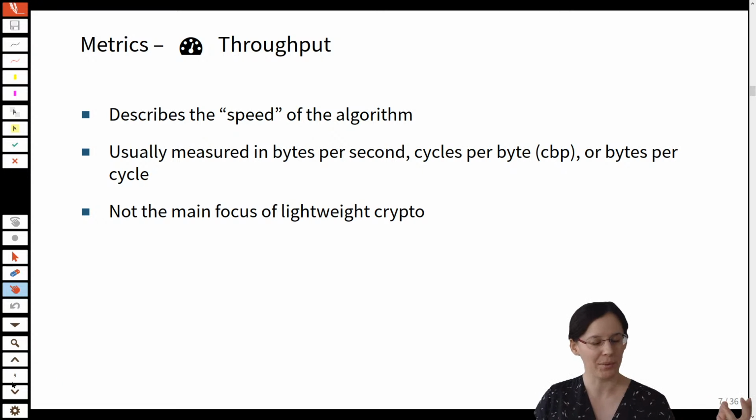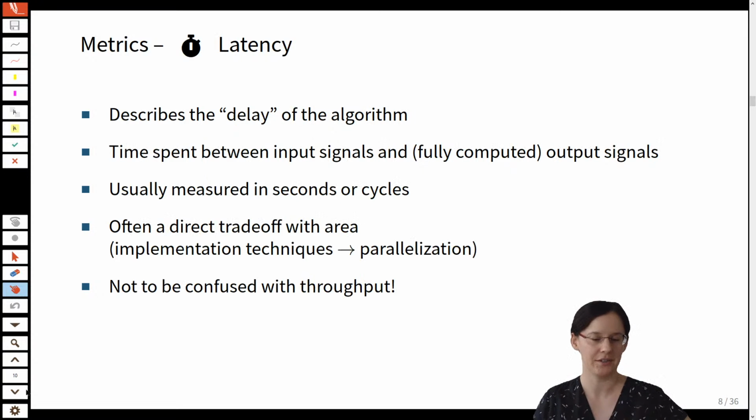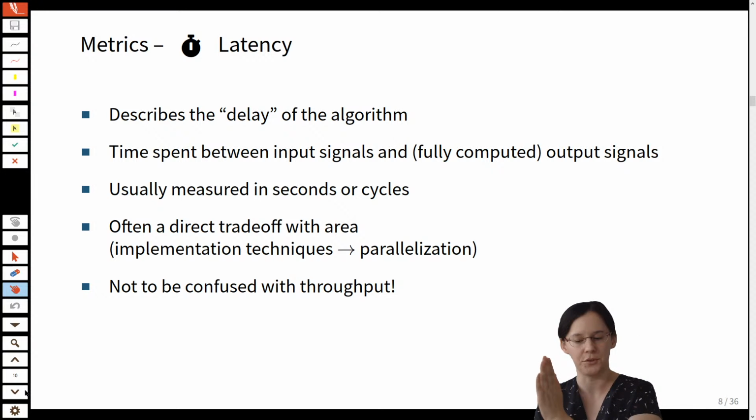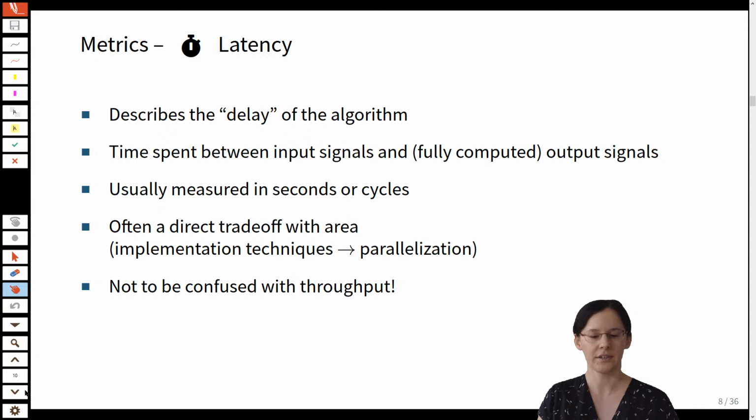Yeah, so it's always just about optimizing one of the possible metrics. So besides throughput, there is one other important speed measurement that we already mentioned, namely the latency. The latency describes the delay of the algorithm from the time that you input something to the time that the output signal is available. So it doesn't ask you how many bytes per second can you encrypt, but it asks you, if I give you a plaintext block, how long does it take until you can give me the result?